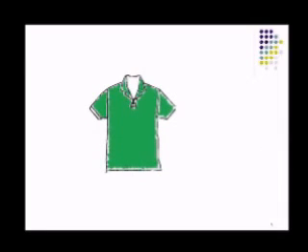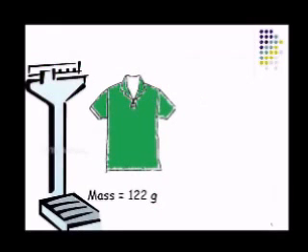So, if we consider a green polo, upon closer inspection we can see that it's green. We haven't changed the makeup of the shirt. It's still a shirt. It's still made of cotton or whatever. Color is a physical property. If we were to place your polo onto a scale, we could find out that its mass is 122 grams. We haven't changed the composition, therefore mass is a physical property.